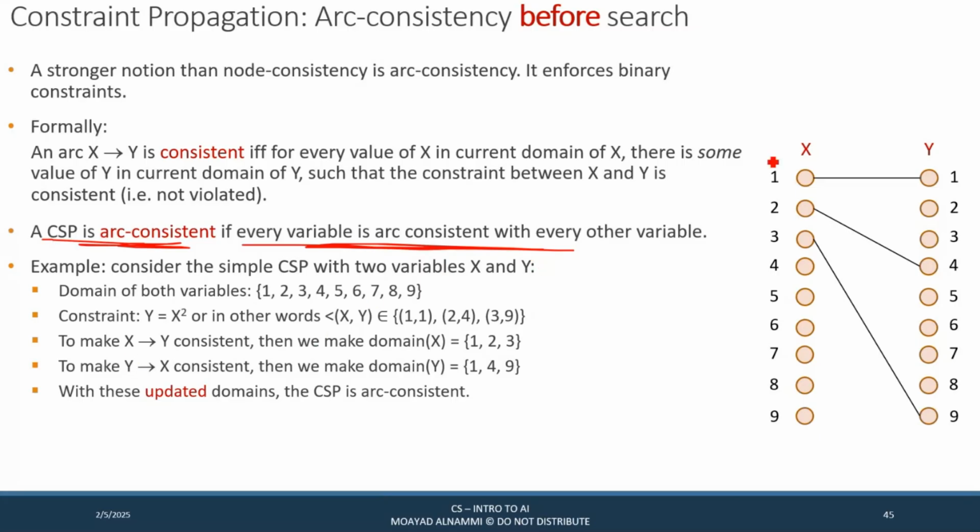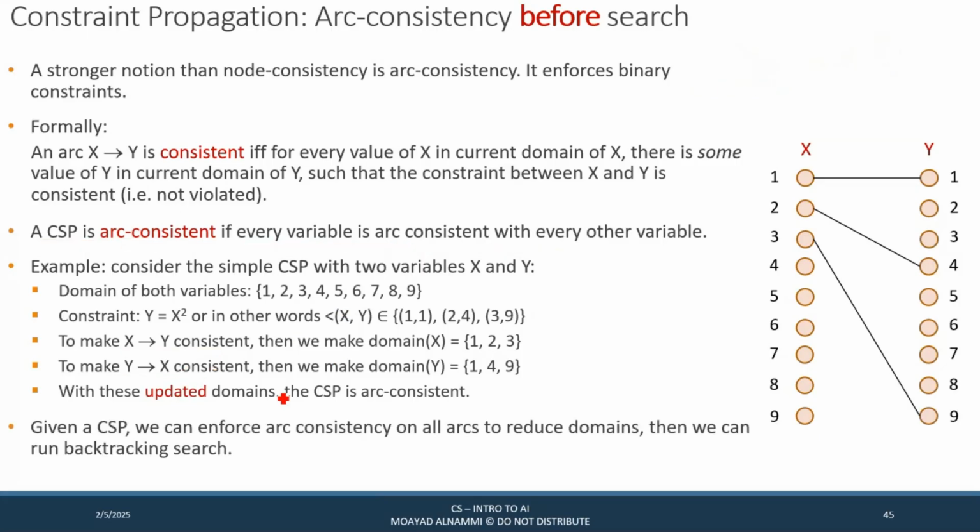And I want to emphasize that if you have a binary constraint between A and B, you need to enforce arc consistency in both directions, from X goes to Y and Y goes to X. So given a CSP, we can enforce arc consistency on all the arcs to reduce the domains. Then we can run backtracking search.